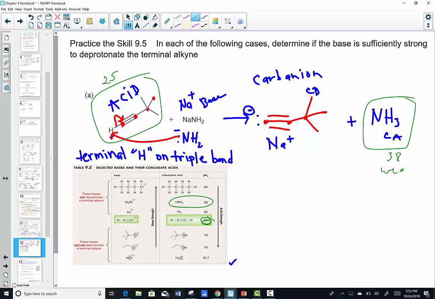This is a weaker acid. So this equilibrium definitely lies to the right-hand side. And so yes, this is sufficiently strong to deprotonate the alkyne. It works.